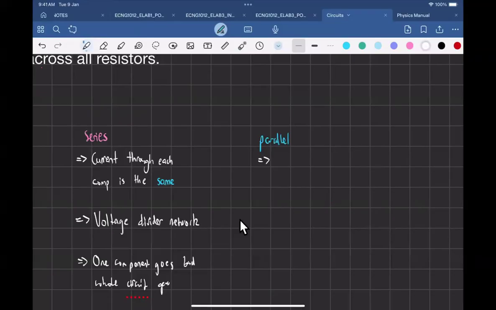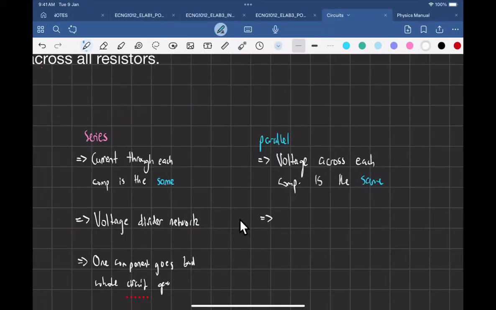Right. So in a parallel circuit, the voltage across each component is the same. So the voltage in your house is the same. The voltage in one plug is the same as all the plugs in your house. That makes sense, right? Yeah, because it's hooked up in parallel.